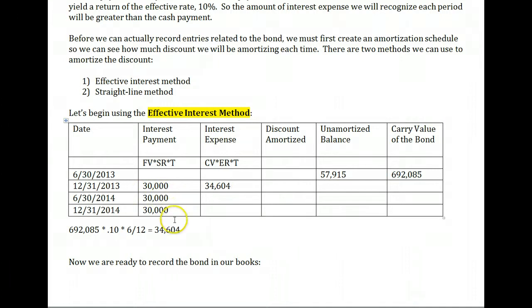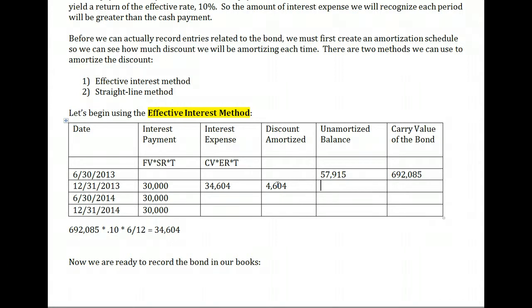When you have a discount, anytime you have a discount, the interest expense will always be greater than the payment because you are pricing your bond to yield a higher rate of return than you're paying out every 6 months, okay? So the difference between these two numbers becomes the amount of discount that we're amortizing. So we're amortizing $4,604 in discount.